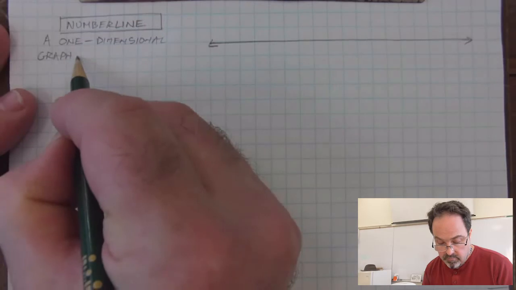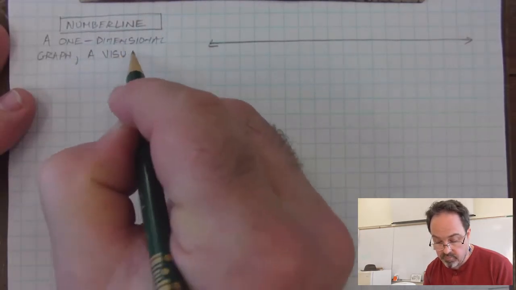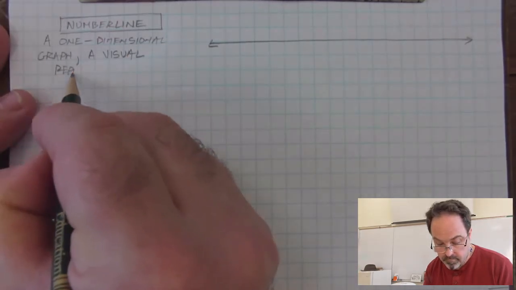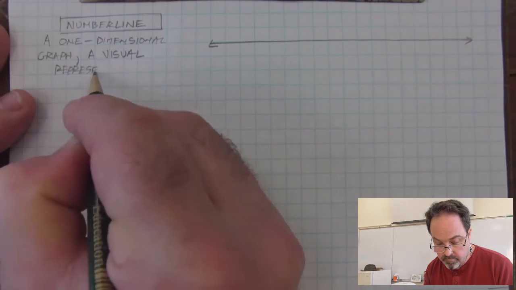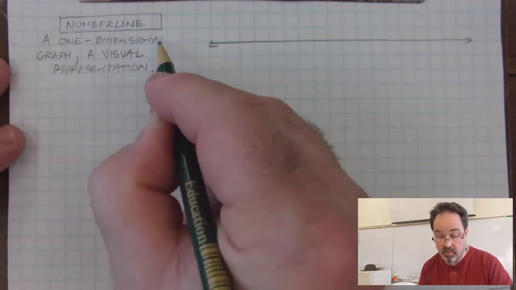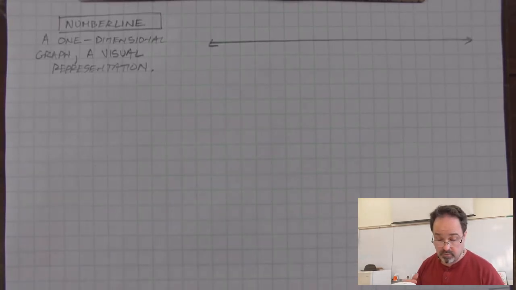And all graphs are visual presentations or representations. Visual representation is a way of presenting math, presenting numbers visually. Most, but not all, people are fairly good at visualizing things in their mind, so visual representations of things are helpful for understanding.